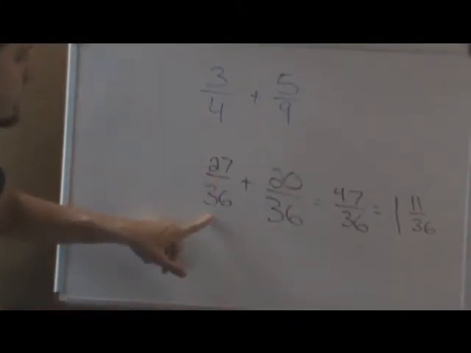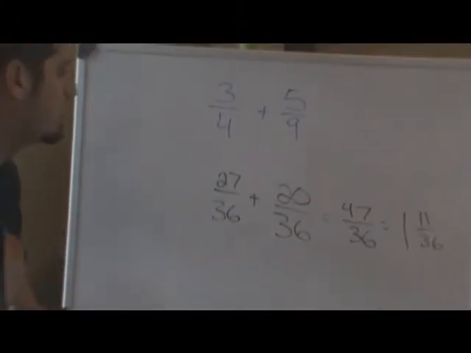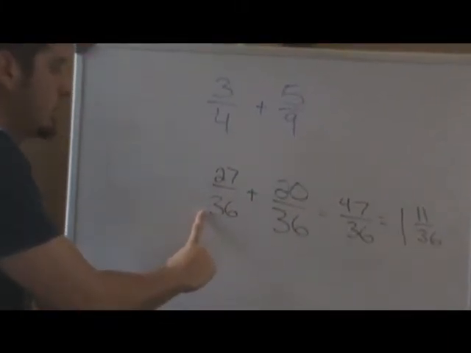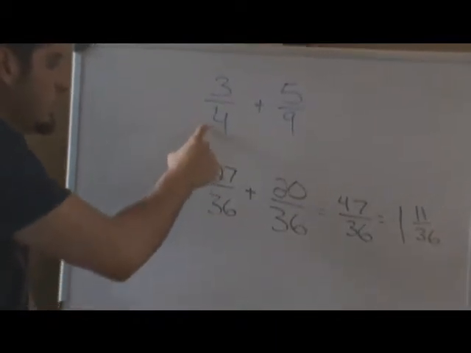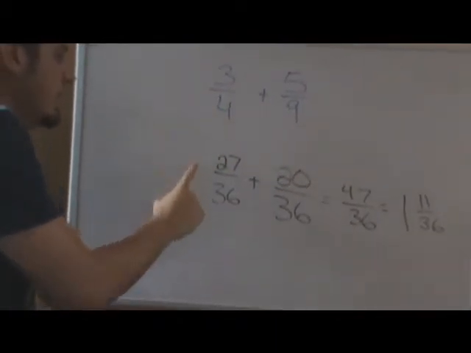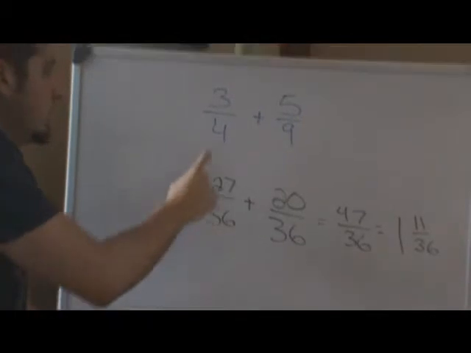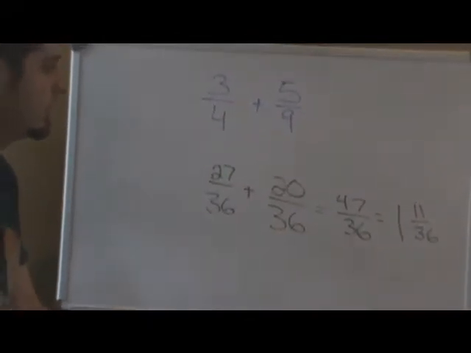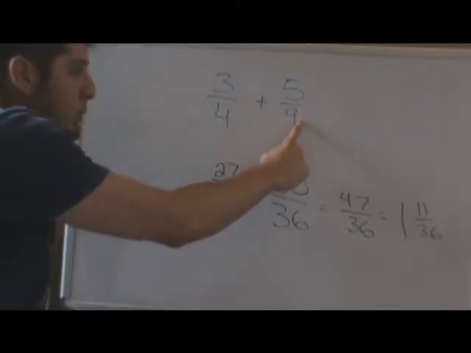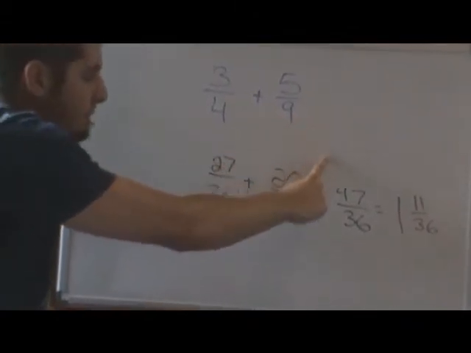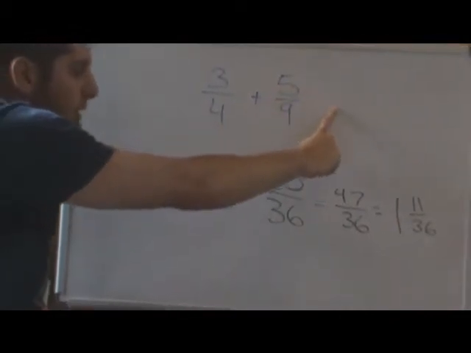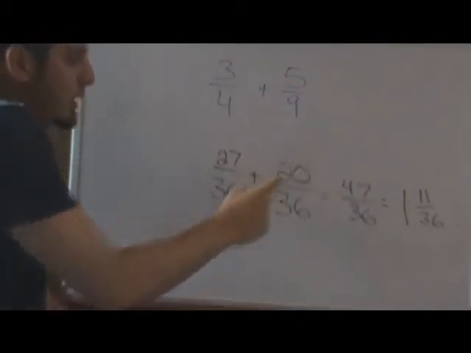So after I found the lowest common denominator, I had to find my new numerators. So I figured out that I had to do 4 times 9 to get to 36. So since I multiplied my denominator by 9 to get to the new one, I have to multiply my old numerator by 9 to get to the new one. And since I multiplied this old denominator by 4 to get to 36, I multiplied this old numerator here by 4 to get to 20.